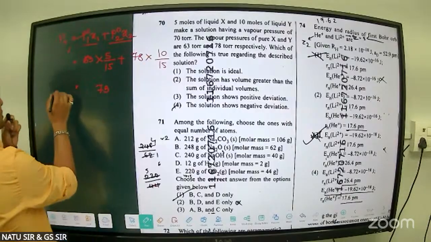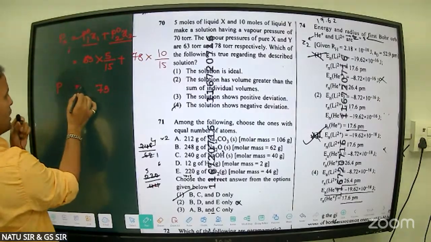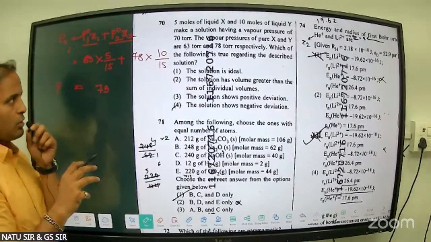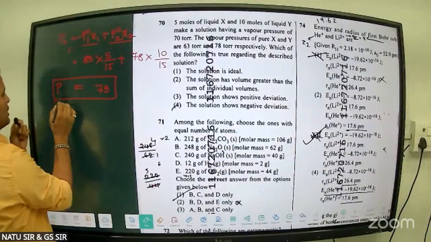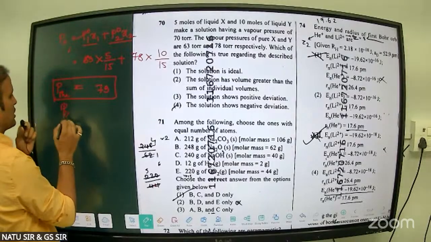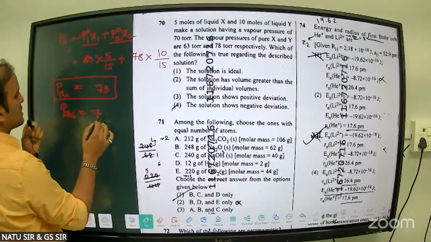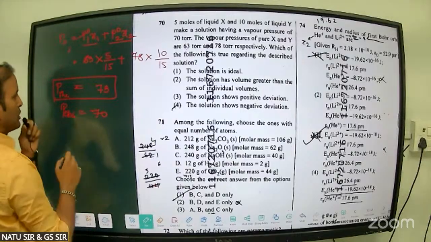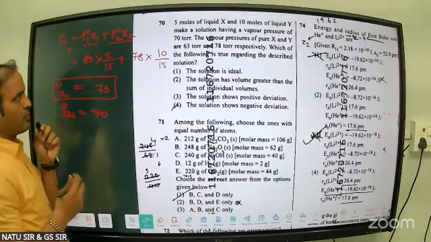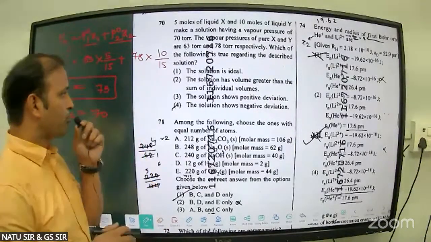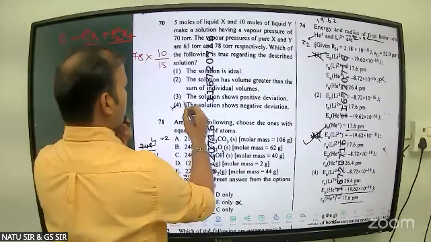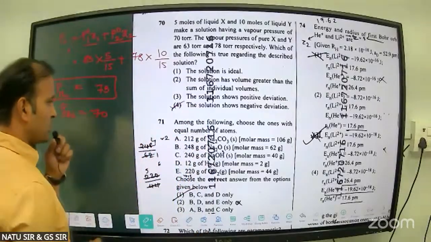This 73 is what we are getting according to the formula. So ultimately this is the theoretical data. And how much is the observed data? The observed is given as 70. So ultimately from this we can see the observed vapor pressure is lower than what it should have been, meaning fewer vapors are forming, and fewer vapors forming means the solution shows negative deviation.